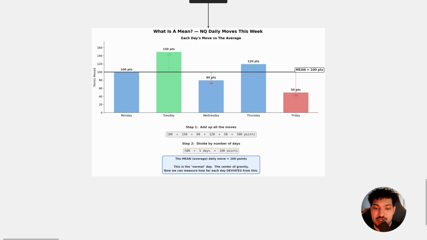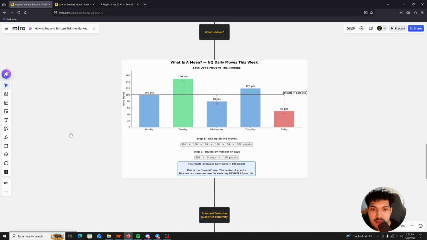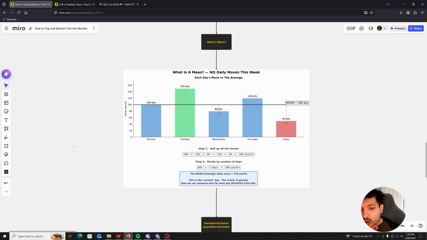Then we can measure how far each day deviates from this. You probably notice that some days NQ moves way more than average, and some days it moves way less. That spread, how far each day moves from the average, is what standard deviation basically measures. It quantifies a means of expressing how far data is from the average. That's all it is. To preface again, the mean shows you the average of a data set.